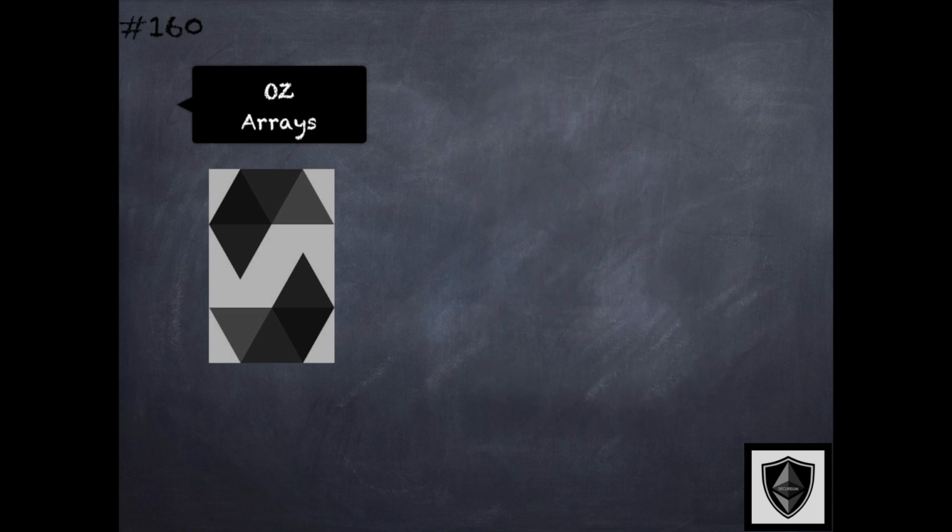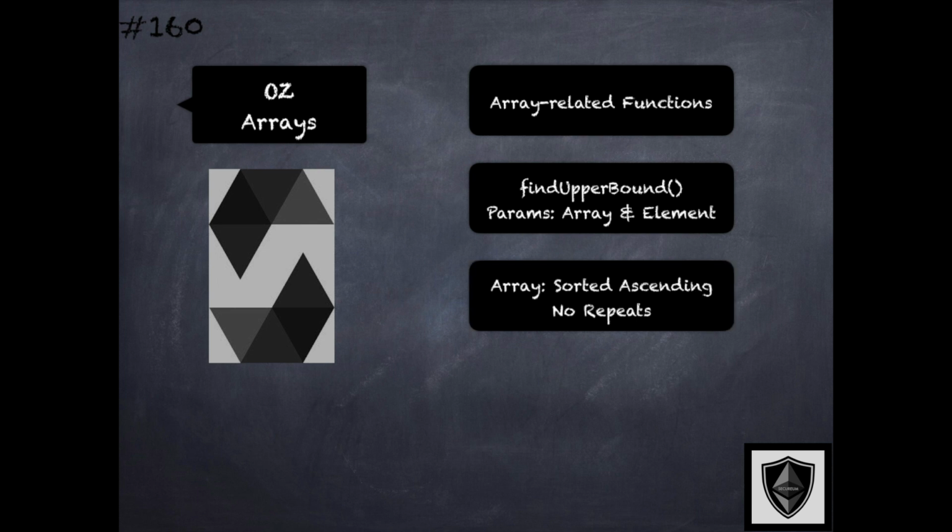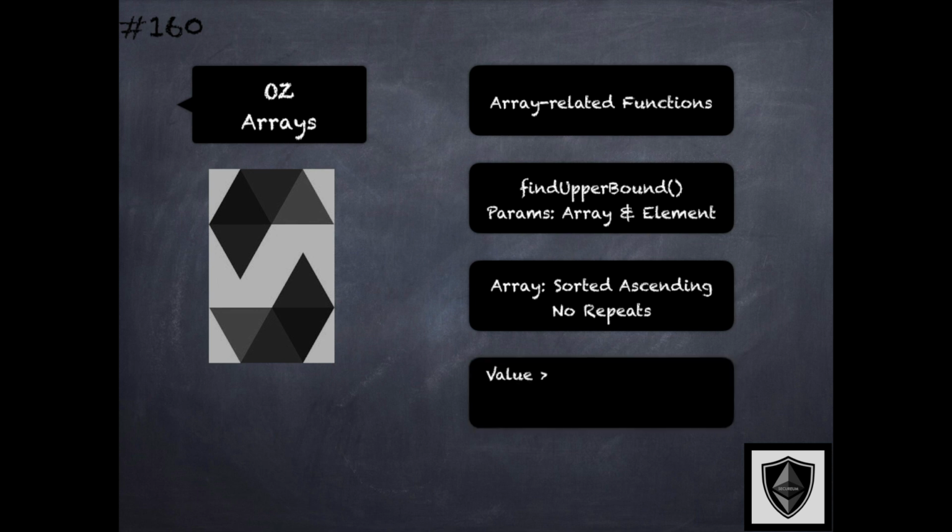The OpenZeppelin arrays library implements array-related functions. There is a findUpperBound function that takes in a uint256 array along with the uint256 element. The array is expected to be sorted in ascending order with no repeat elements in it, and it returns the first index in that array that contains a value greater or equal to the specified element. If there is no such index, which means that all the values in the array are strictly less than the element, then in those cases the length of the array itself is returned.